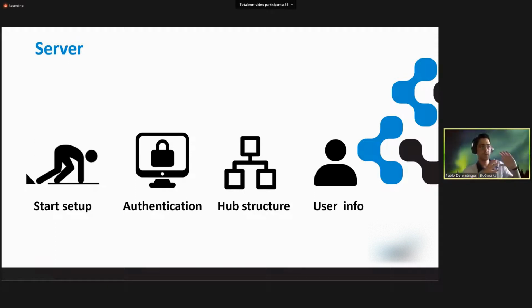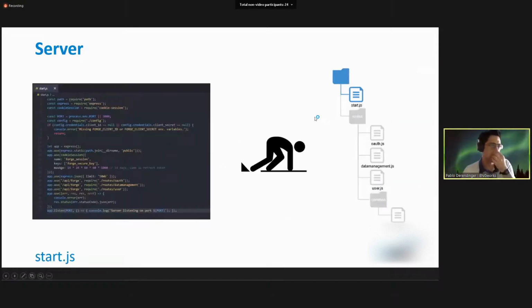We're going to talk about the startup, which is the core of everything that we are going to mount up, the authentication, how we can handle permissions and tokens from Force, how is the hub structure, and last, the user information. Okay, so start.js. You can see here we have the file structure. I'm going to use that graphic to illustrate what we are talking about and where it's located.